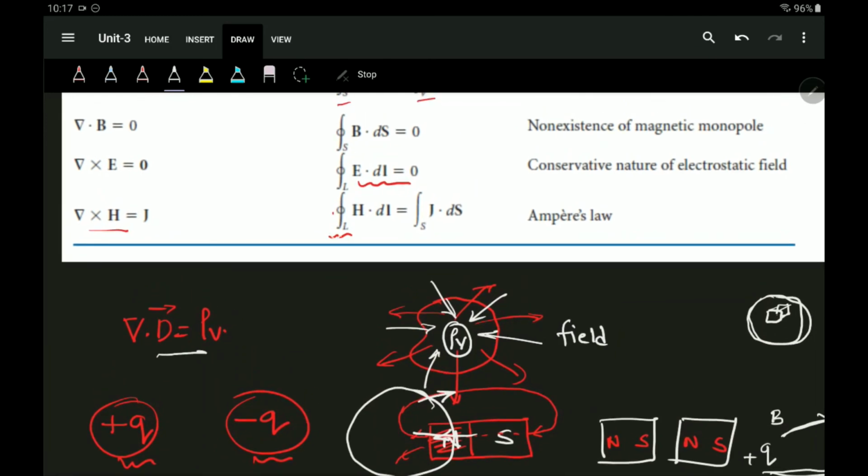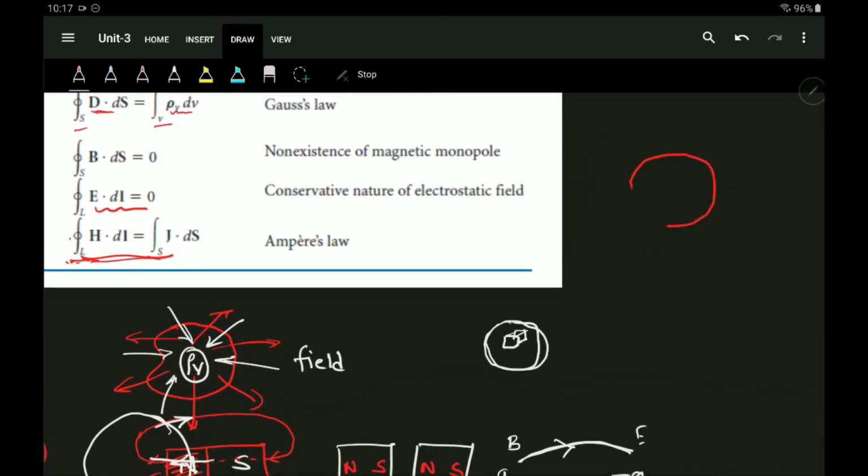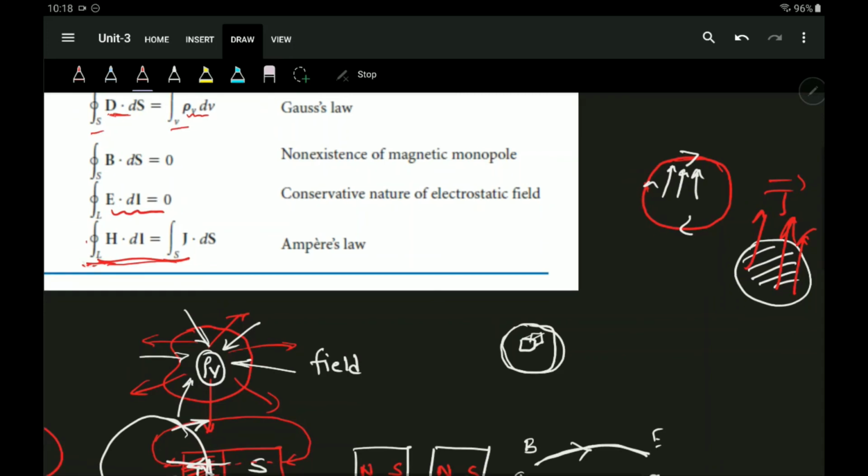So that's where we have related H and J, the magnetic field intensity and current density. What the integral equation states is, if I have a closed path along which I am calculating the magnetic field intensity, then I'll get the amount of current that is flowing through this surface. Since I have a closed path, the closed path can make a surface, right? So if I have that surface, I can calculate the amount of current within that surface, which is flowing out or flowing in, depending. So that's what this equation states.